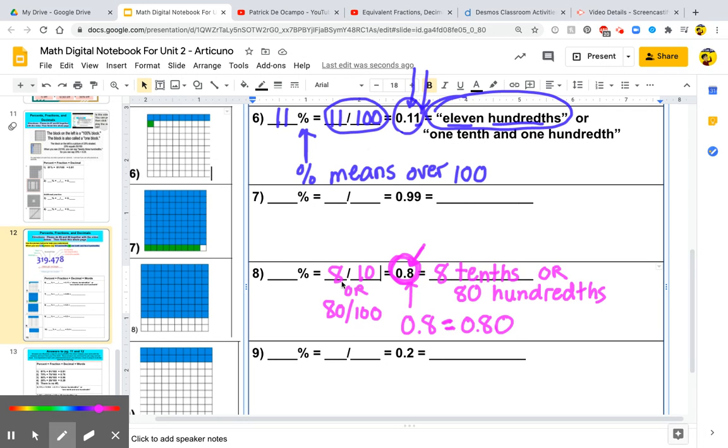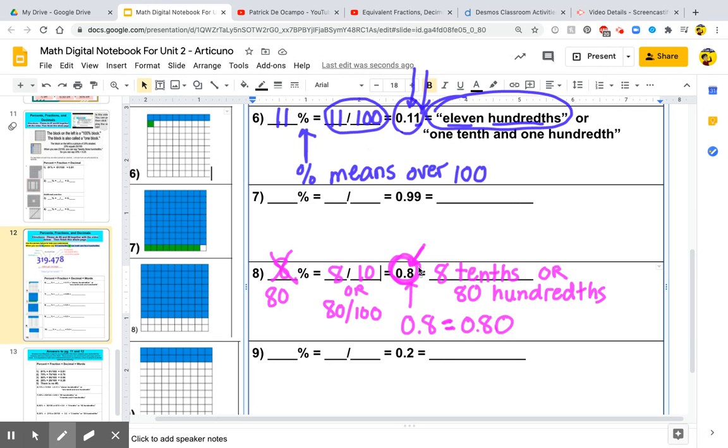Okay. So wait a minute, what percent would that be? Do we write 8%? No, remember, percent is out of 100, so we can't just do that. That's not right. It's this one. Remember, percent has to be out of 100. This is the only fraction that's out of 100, so it's 80%. Okay?